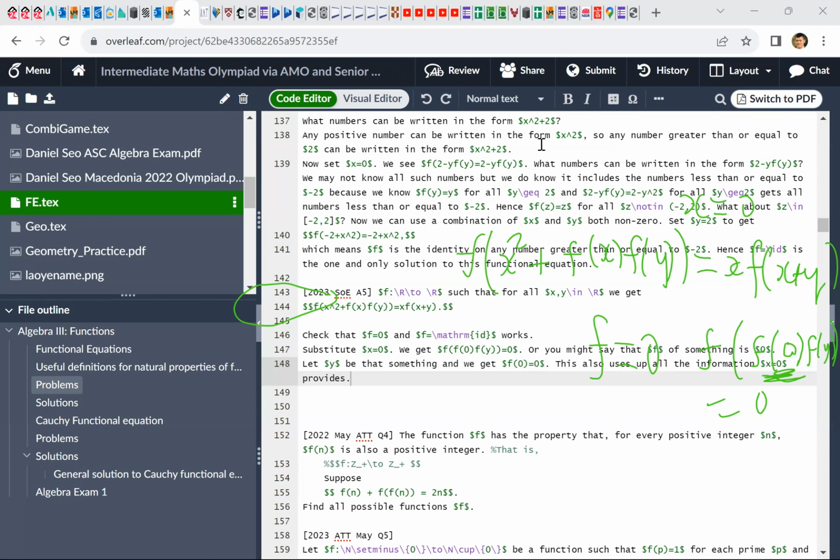Yeah, so you can't get any more information from x equals 0, but now you can let y equals 0 without letting x equals 0, for example. Okay. Can someone tell me what happens if you let y equals 0?